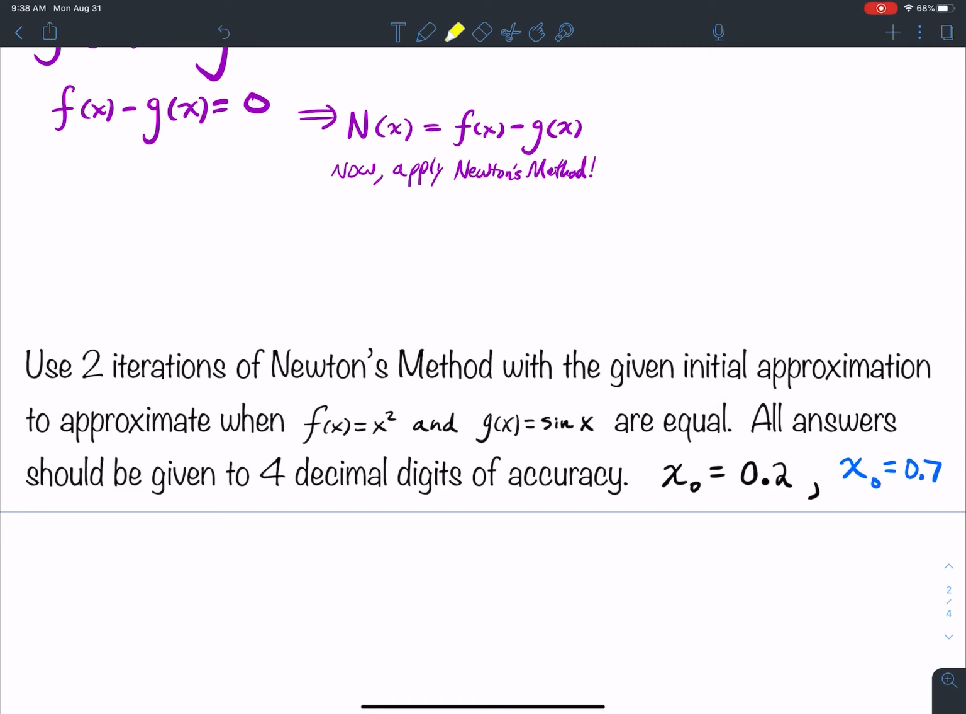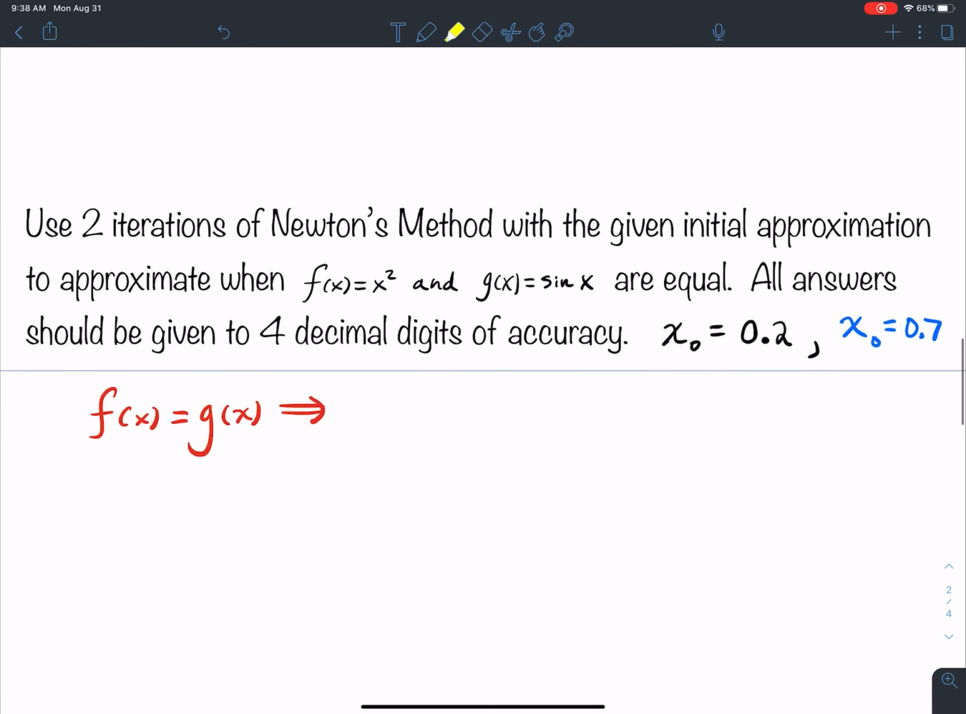When I run through my calculations, the first thing I'm going to do is take my two functions, x squared and sine x, and set them equal to each other. I need to define a new function where the root of the equation will be the desired x's that I want. So all I've got to do is subtract f minus g. And so now I've got my function.